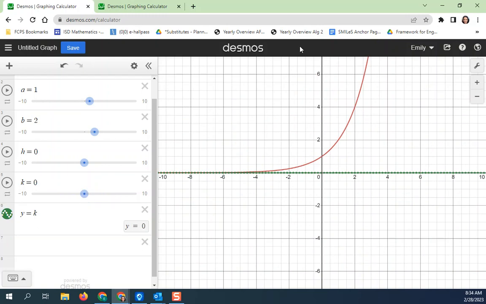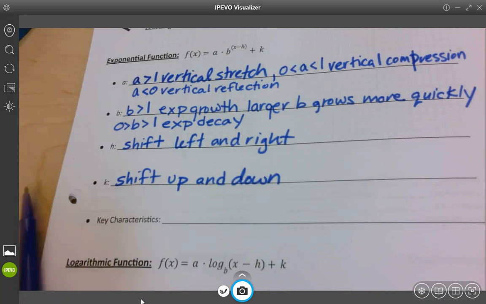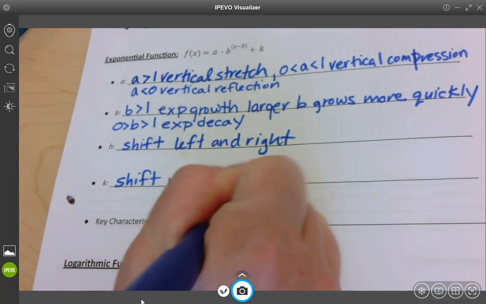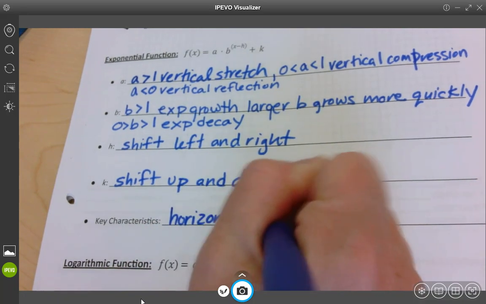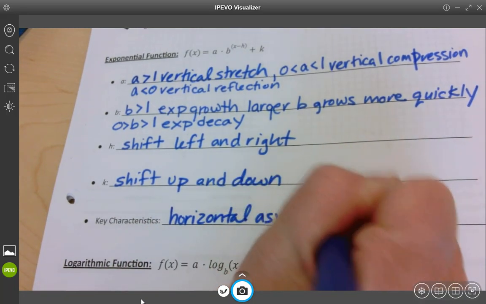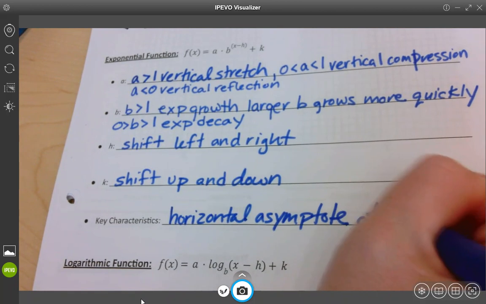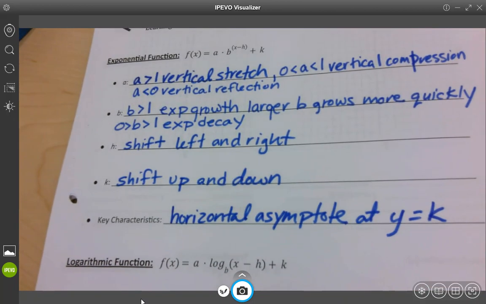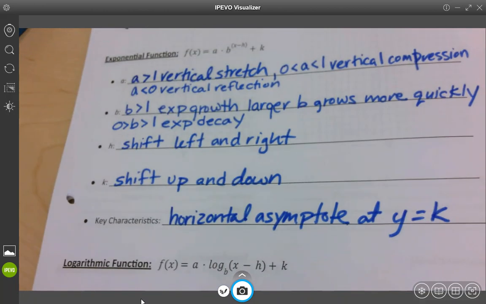So as I move my graph up and down, you see how the asymptote will move with it. Okay. All right, so let's put that on the paper. Key characteristic, it has a horizontal asymptote at y equals k. So y is a variable, k will be a number, whatever number we have at the end. If we don't have a number at the end, then it's 0.